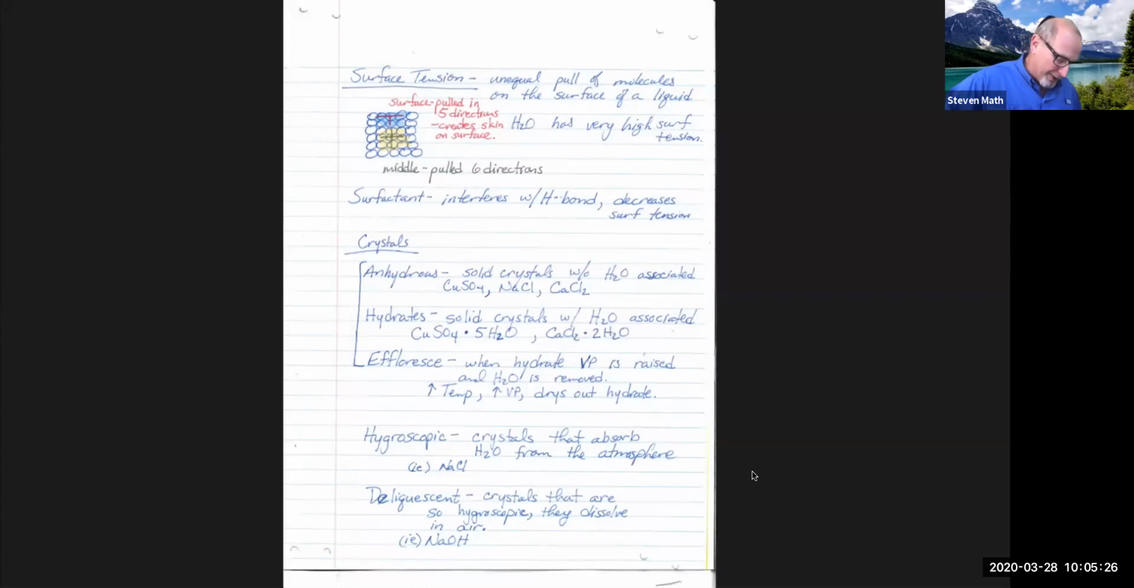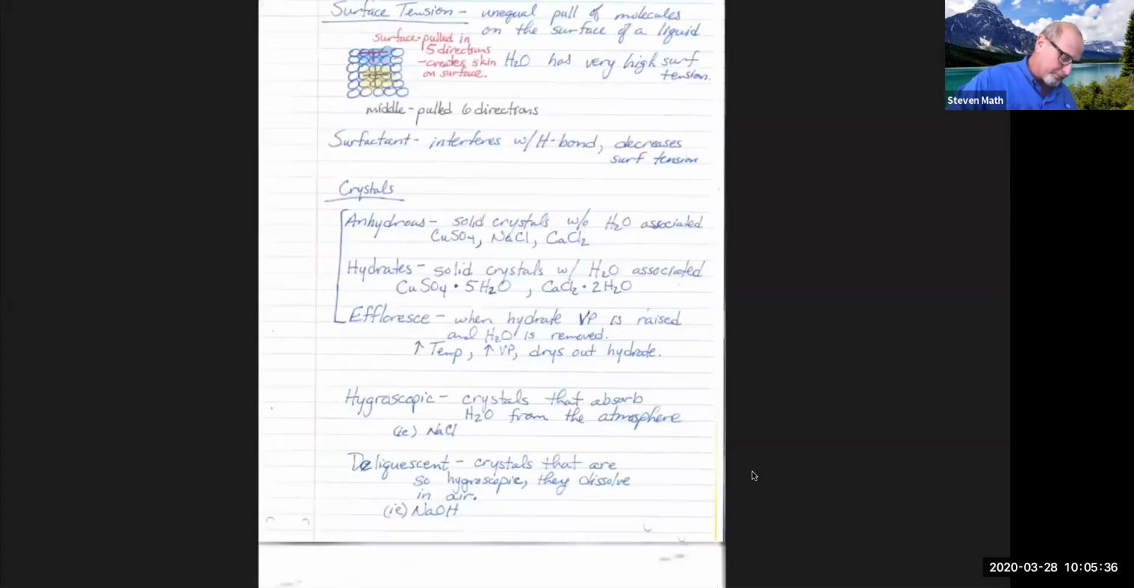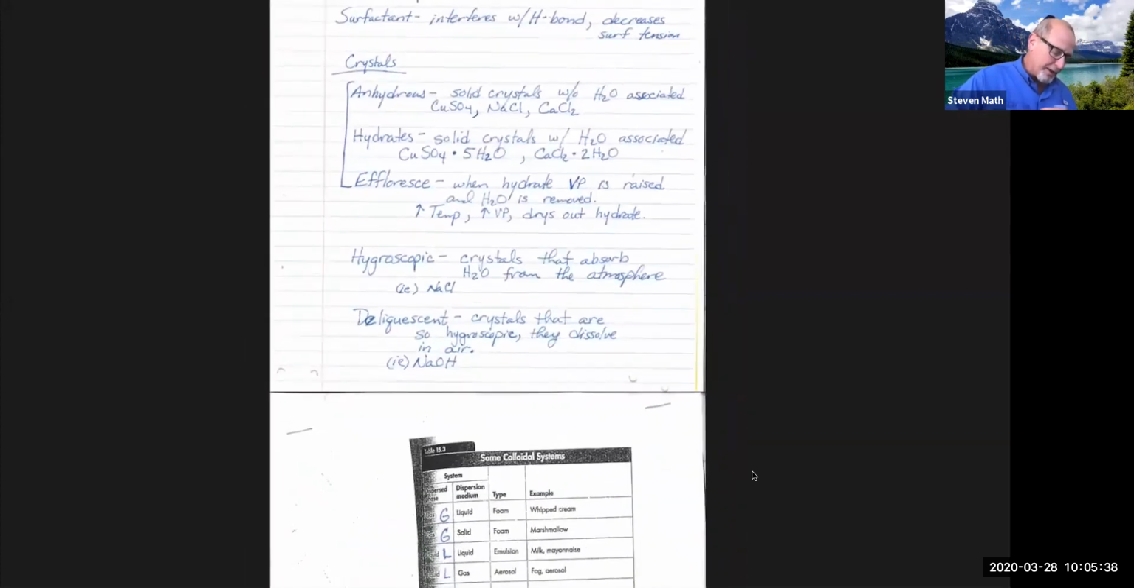We're talking about crystals right now. And we left off with water being wet, and now we have crystals. Now, these crystals are solids that we're going to put into water, and they're going to have varying effects. We can have anhydrous crystals. Here are three terms we can use to describe these crystals.